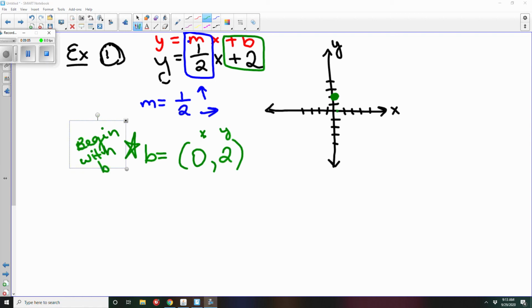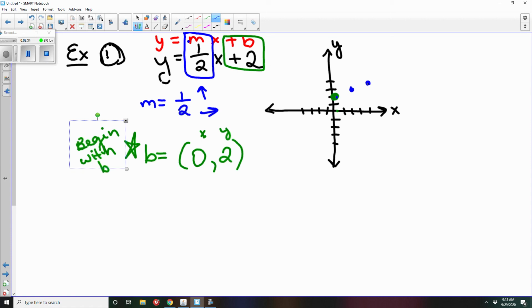We have our slope now. Where did the slope tell us to go? You got it. Up 1, right 2. So we're going to put your pencil back on this point, and from this point, we're going to go up 1 and then over 2. So up 1, then right 1, 2. And we can do that one more time. We go up 1 and then right 1, 2.